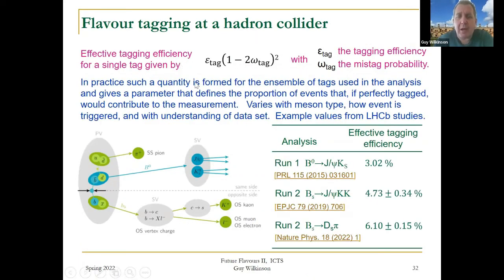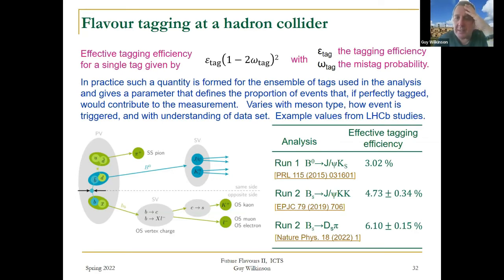Indeed, this is the metric I've written at the top of the slide, which is relevant. There's something called epsilon tag. This is the efficiency of making this tag. So essentially, you take all these possible flavor tags and you combine them together and try and make the best decision, often based on a neural net.